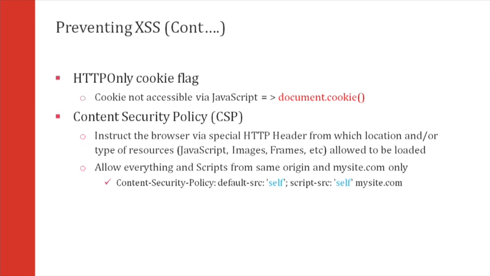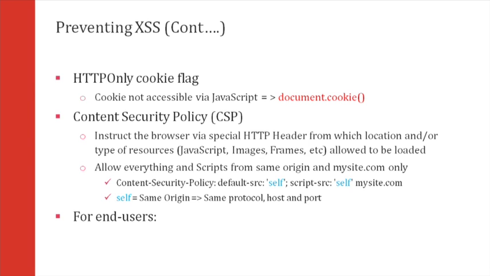It can say something like this example. The content security policy says you will connect to the default source, which is self, and the scripts can be loaded from self, which is the same origin, or mysite.com. It's saying you can allow everything and scripts from the same origin and from mysite.com only, nothing else. You can control via HTTP headers the same origin policy, which means even if the attacker is able to bypass the browser implementation of the same origin, you still have this CSP policy to help you.